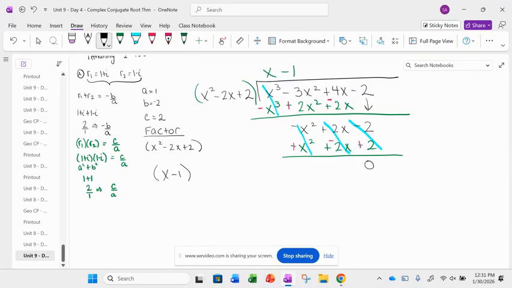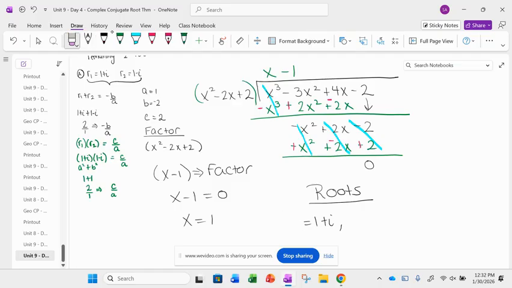So how will I find the root that x minus 1 will give us? What do I do? So this is another factor. How do I find the root that comes from that factor? We set it equal to 0 and do what? Solve. So x equals 1. So the roots that they asked us to find: x equals 1 plus i, 1 minus i, and 1. These are the roots.